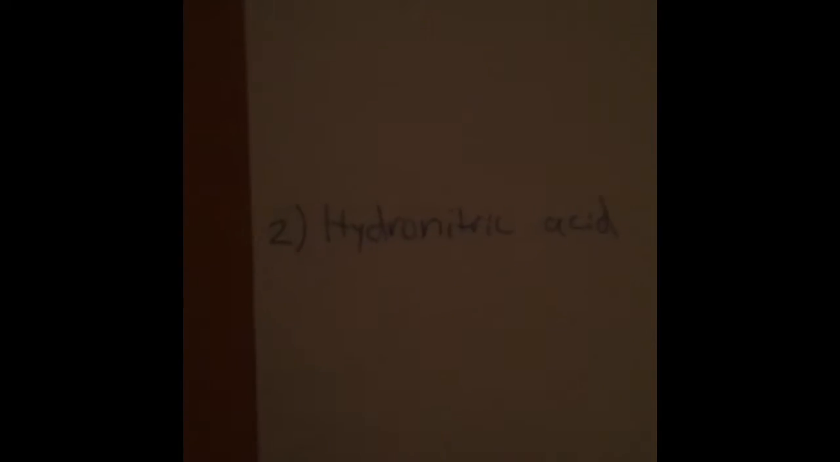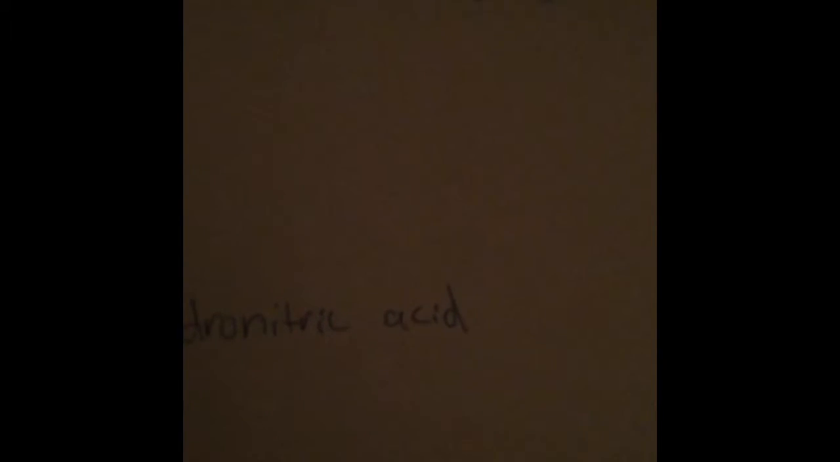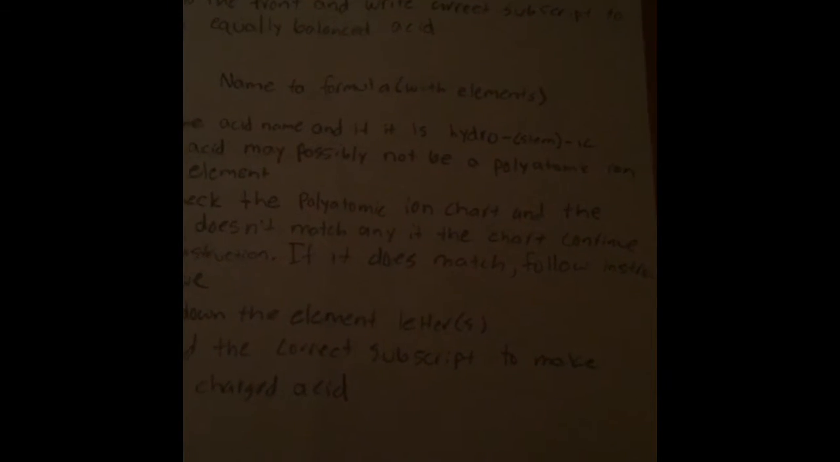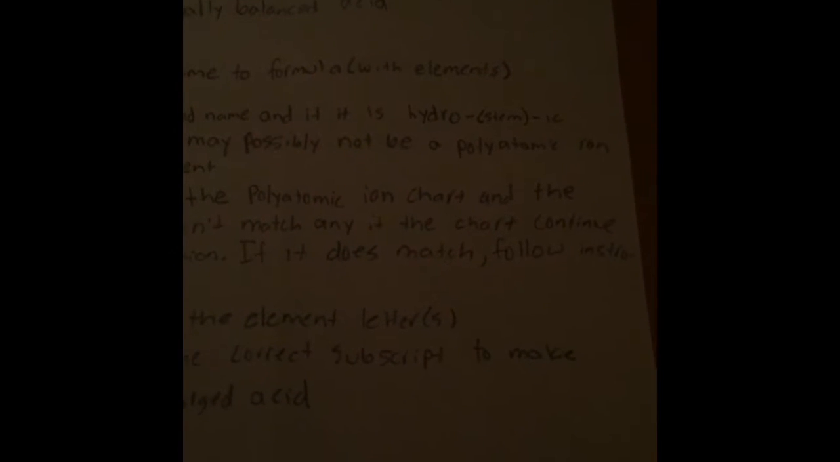And now I'm going to move on to hydronitric acid. That is different because it actually is not a polyatomic ion, so I had to make a different flowchart. This one says, look at the acid name, and if it is hydro-stem-ic, then this acid may possibly not be a polyatomic ion and be an element. So if you check the polyatomic ion chart and the stem and the ic doesn't match, we're going to continue.